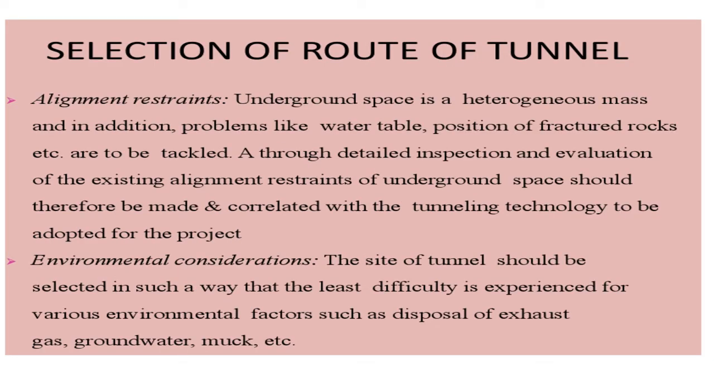Now the selection of the route of a tunnel. The first consideration is alignment constraint or restraint, and the second one is environmental consideration. The alignment restraint is the underground space. We know that tunnel construction means you are going to build an underground passage. So underground space is a heterogeneous mass, and in addition, problems like the water table and the position of fractured rocks are to be tackled. A thorough, detailed inspection and evaluation of the existing alignment restraints of the underground space should therefore be made and correlated with the tunnel technology to be adopted for the project.